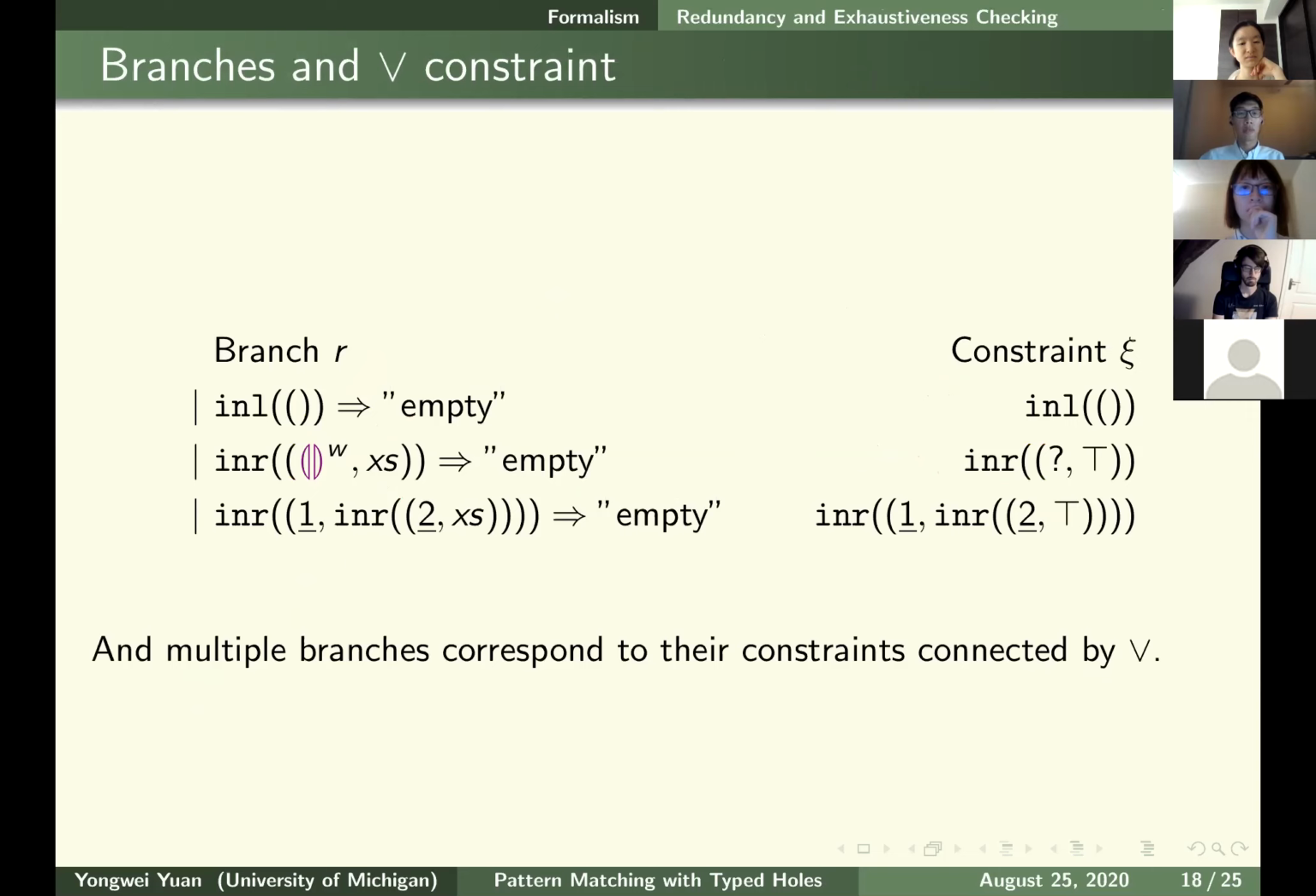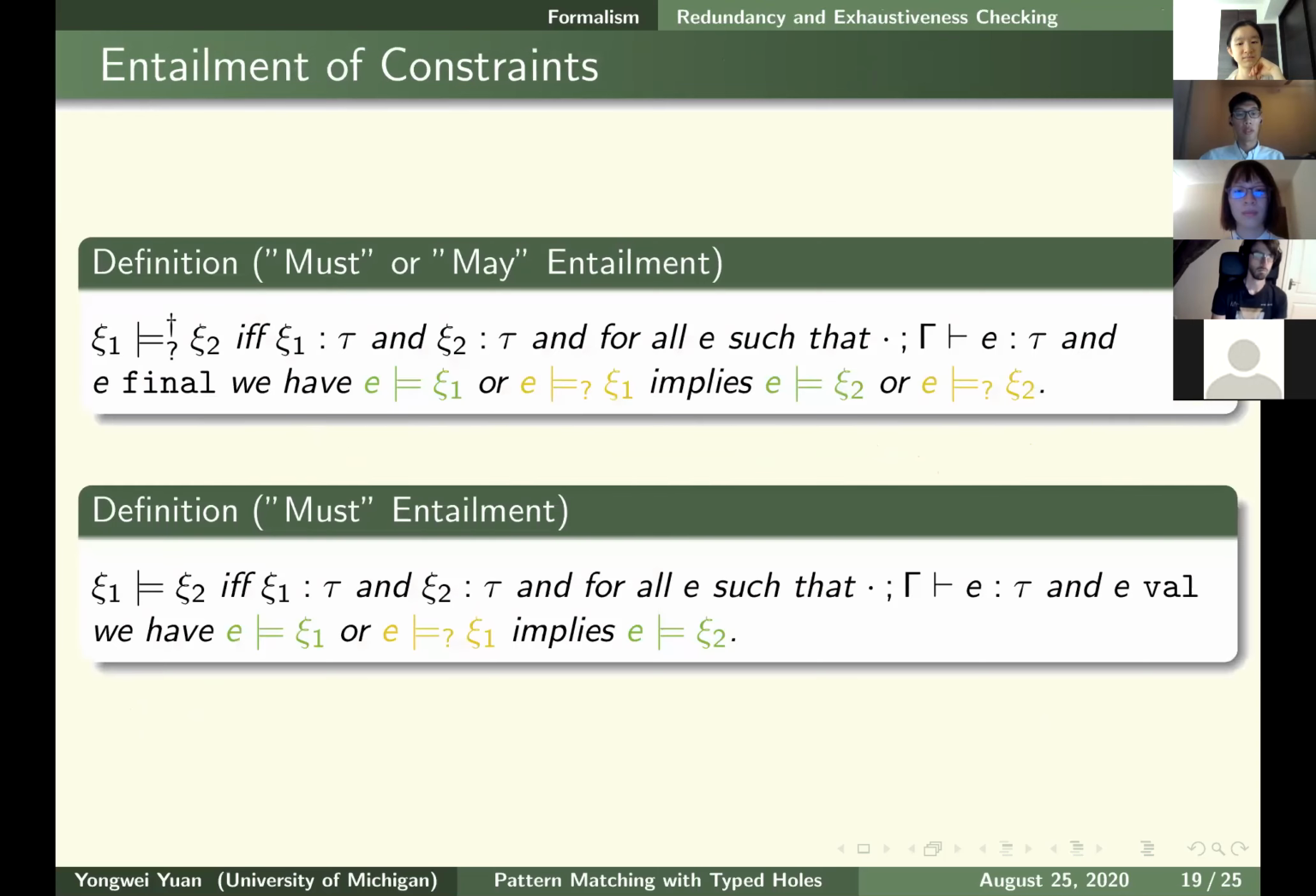The constraint emitted from a branch is exactly the constraint emitted from its pattern. As for a series of branches, we use OR to connect constraints emitted from each branch. If we think of constraints as sets of expressions, then the OR of constraints is analogous to the union of sets. To take advantage of constraints to do exhaustiveness and redundancy checking, we define entailment between constraints.